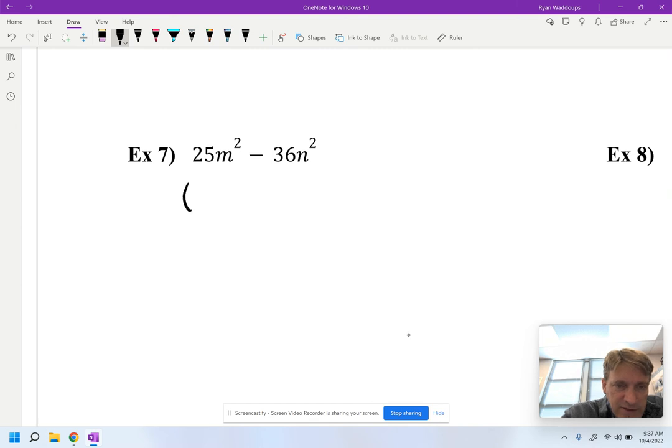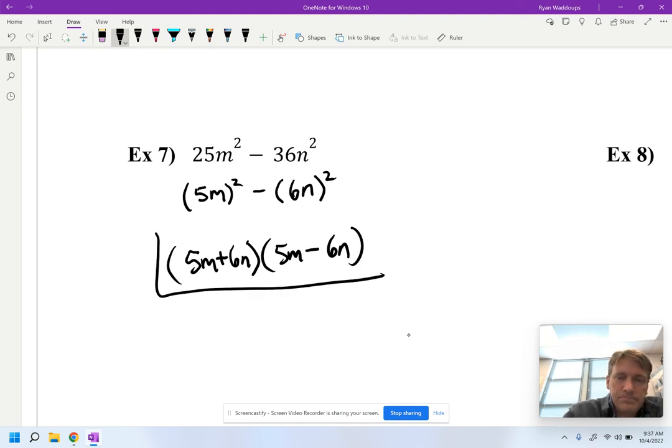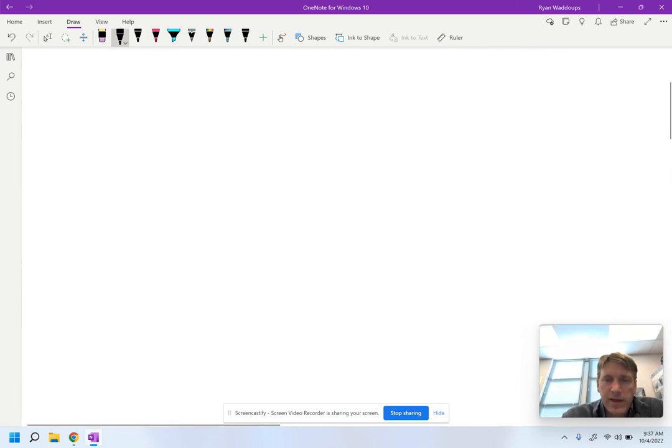And so I can rewrite this as 5m squared minus 6n squared. And then I can rewrite this as 5m and 6n, 5m and 6n, but one of them is a plus in between them and one of them is a minus in between them. All right, look at example 8.